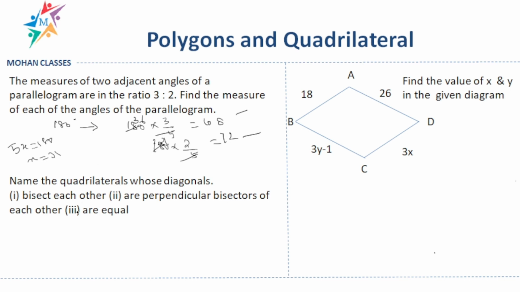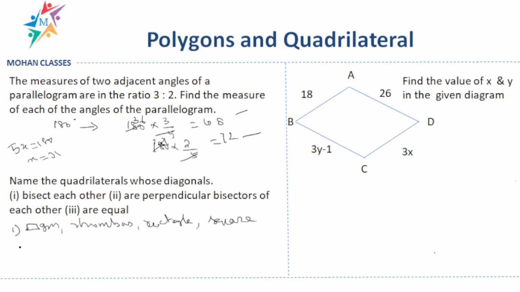The first point is bisect each other. You see what concepts we have seen? For the first question: parallelogram, rhombus, then rectangle, square. Okay, in all these four, the diagonals will bisect each other.